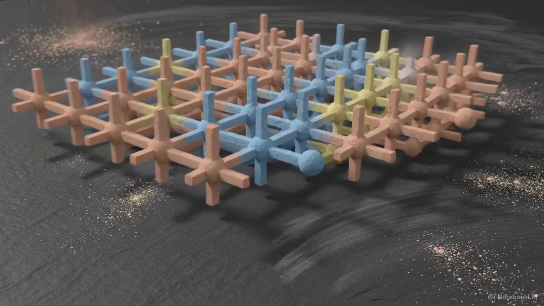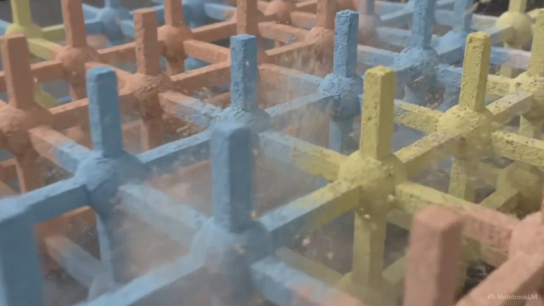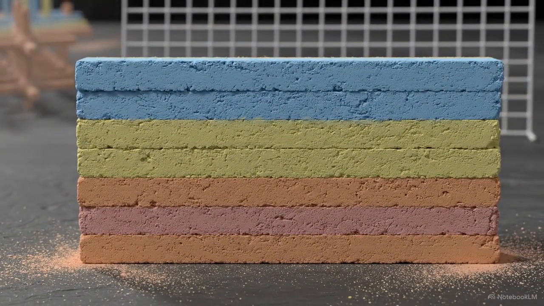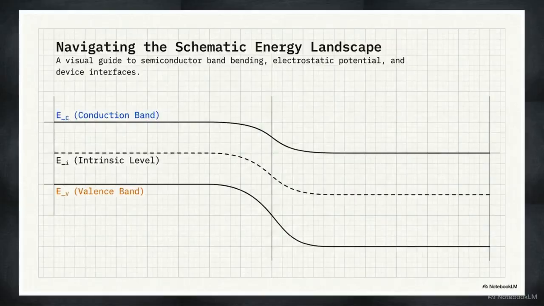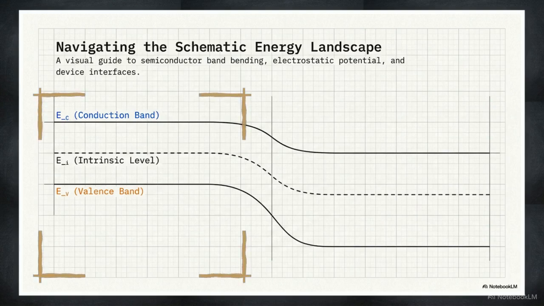Drop down to the atomic scale, zooming through the rigid, three-dimensional grid of a silicon crystal. Eventually, you hit a dead stop, an interface. This schematic energy landscape represents that physical reality. It plots the conduction and valence bands as parallel, perfectly horizontal lines across the bulk of the material.